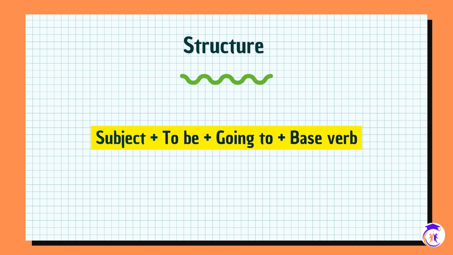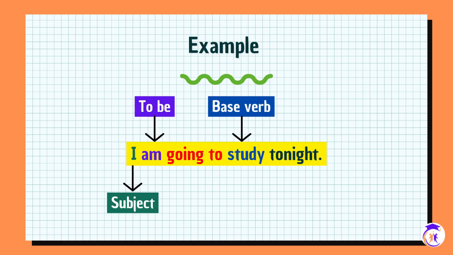Let's break it down with some examples. I'm going to study tonight. In this sentence, we start with the subject I, followed by the correct form of to be, am. Then we place the phrase going to indicate the future, and then the base form of the verb study. This sentence means the speaker has a definite plan to study tonight.